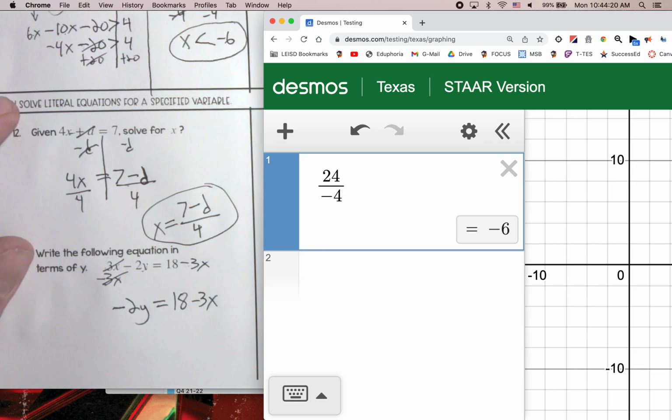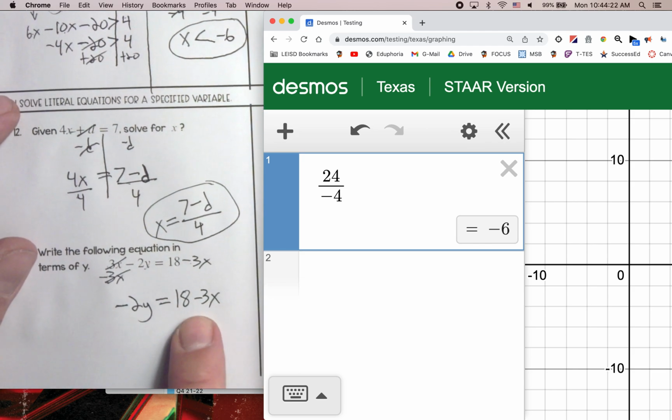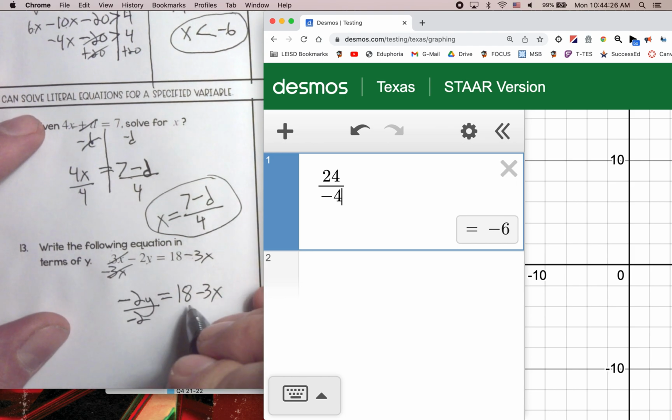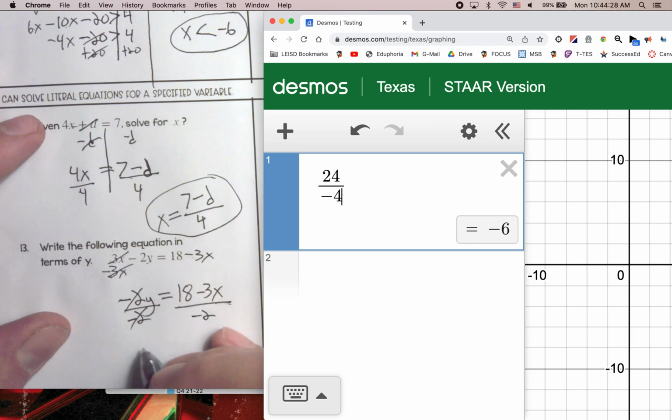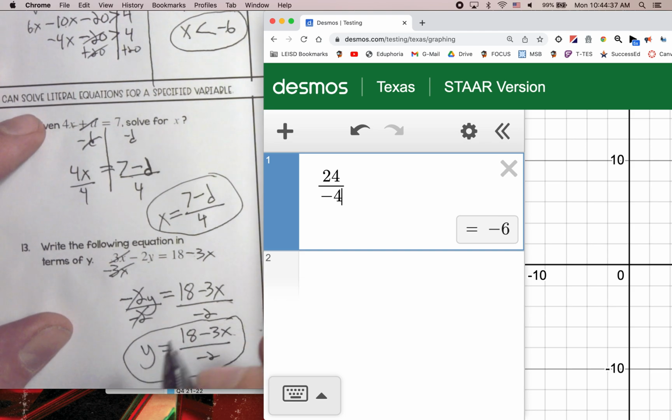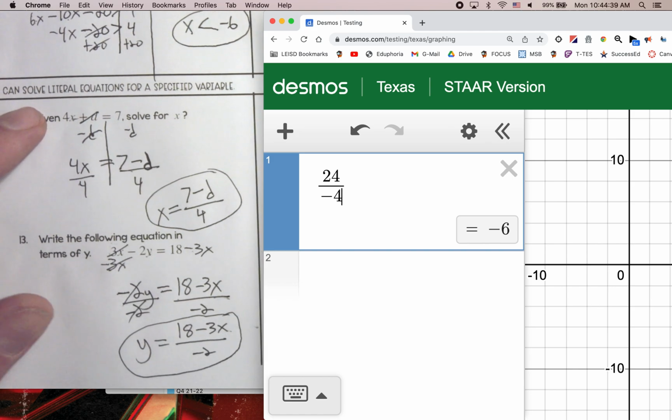Notice I didn't do any arithmetic because I can't. These are not like terms. And then finally, I'm going to divide both sides by negative 2. Y equals 18 minus 3x all over negative 2. And I could simplify that fraction a little bit, but I'm not going to for this. Okay? I'm just going to leave it as a big old fraction.